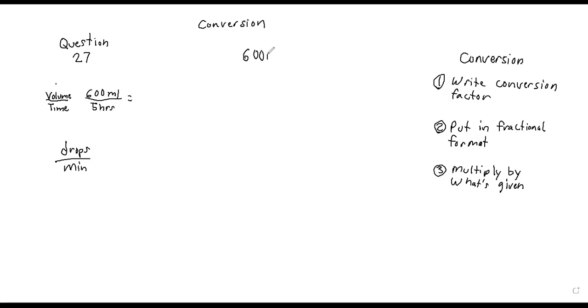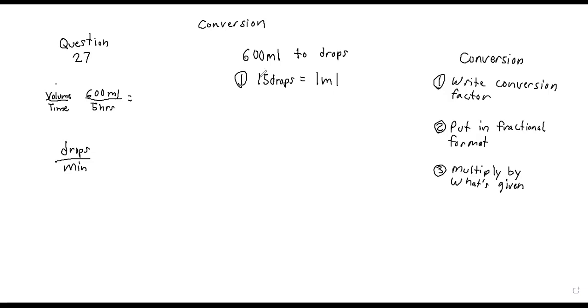600 milliliters is what's given, right? Now, to do any conversion, we can do it in a three-step process. We have to know what we're going between. So we're going from milliliters to drops. And they told us what this conversion factor was. So the first step is we're going to write the conversion factor. And they said it was 15 drops equals 1 milliliter.